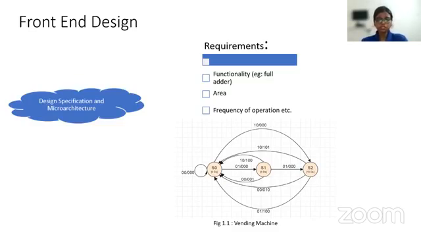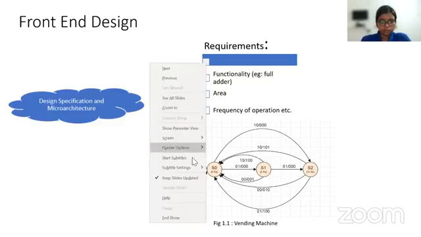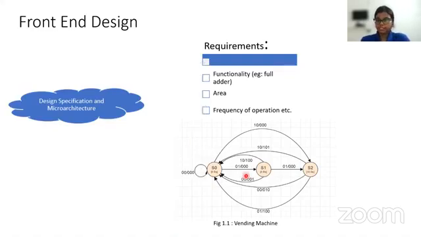Okay, so let's take an example. Here I've taken an example of a vending machine. Let me quickly change my pointer once again. So here I've taken an example of a vending machine. This is a vending machine which has a functionality that whenever there is a total sum of 15 rupees inserted in the machine, one item will be dispensed. And the coins that it can work with are the 5 rupees coin and the 10 rupees coin.